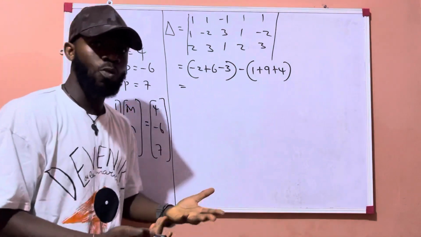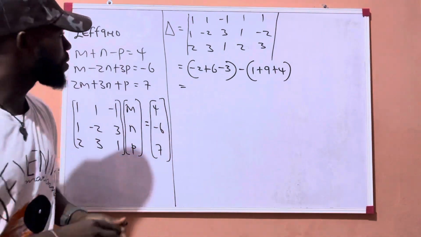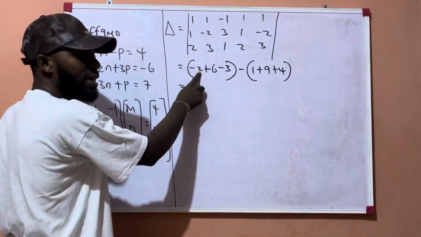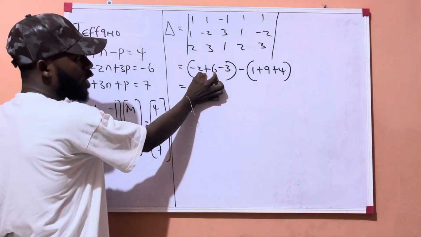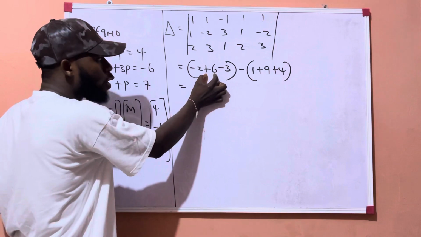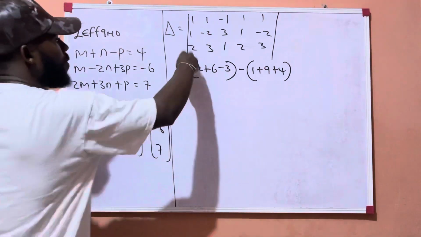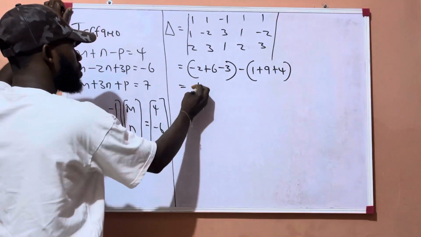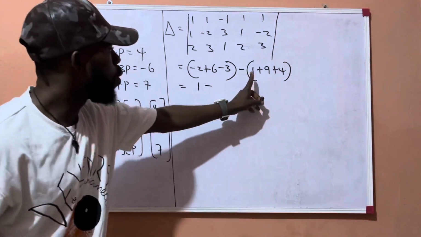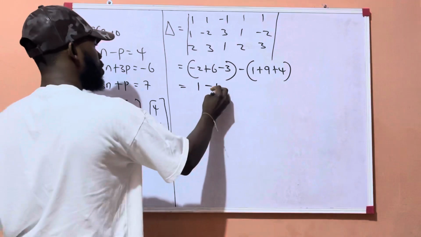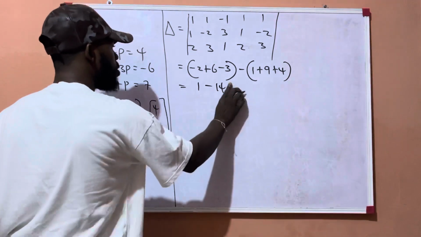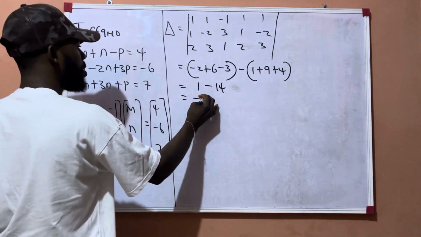Now, minus means you are owing, plus means you have or you paid. Now, when you are owing 2, and then you have 6 naira, which is the plus sign, when you pay the 2 naira you are owing, you will be left with 4 naira. Now, that 4 naira minus 3 gives you 1. So, everything in this bracket becomes 1, minus. Now, 1 plus 9 gives us 10, and 10 plus 4 gives us 14. 1 minus 14. So, class, 1 minus 14 will give us minus 13.